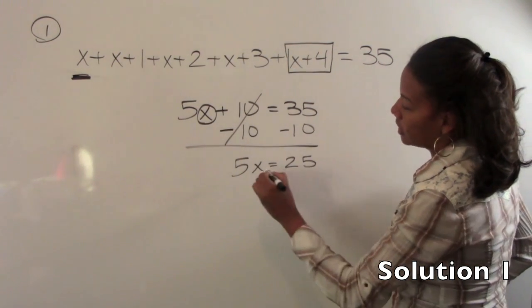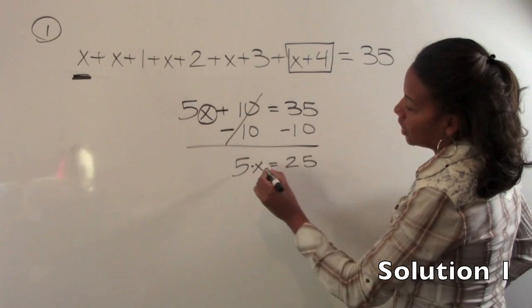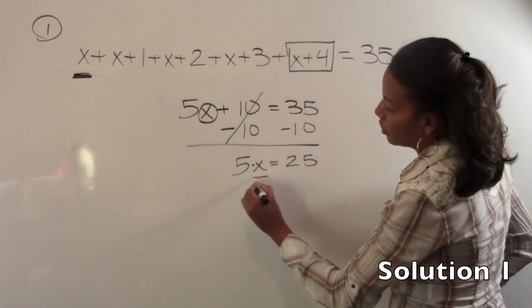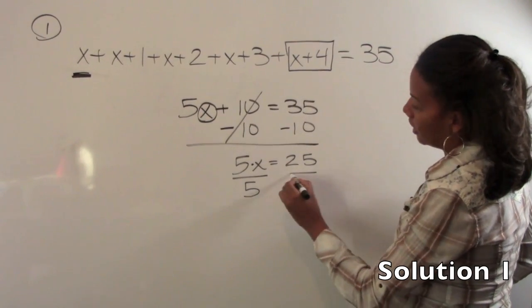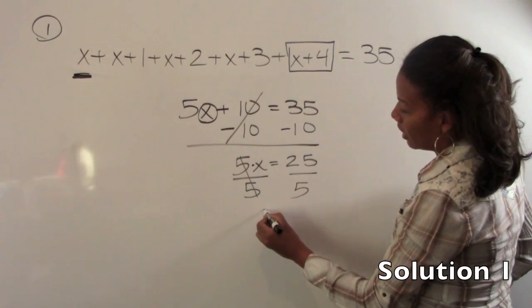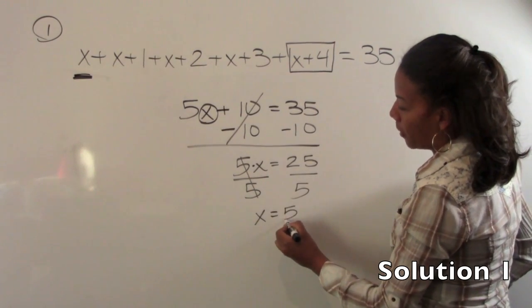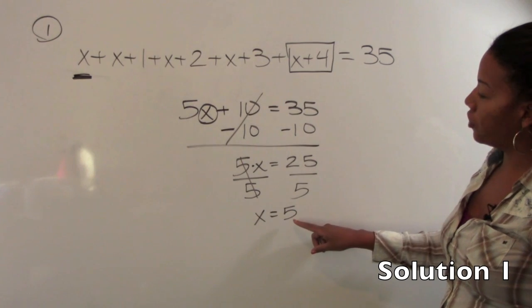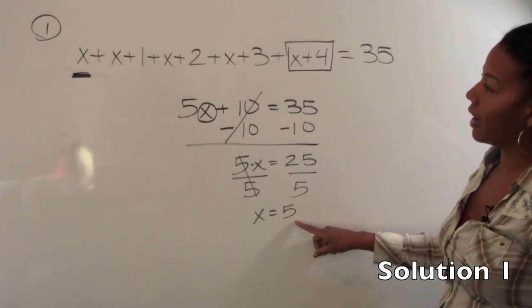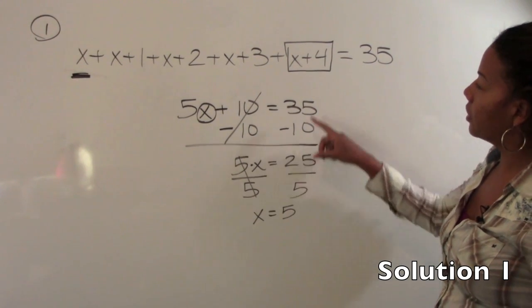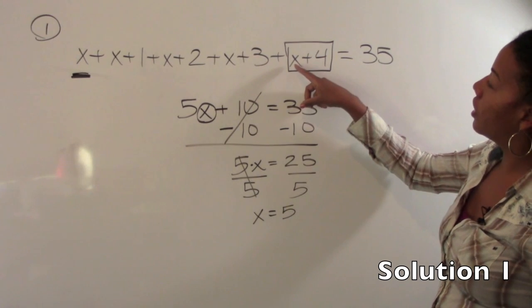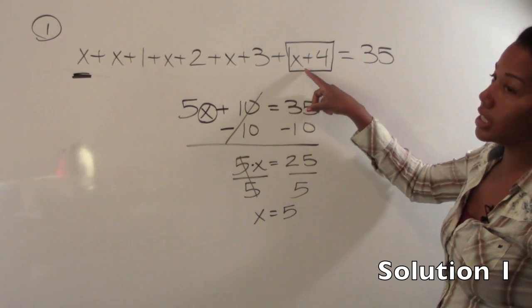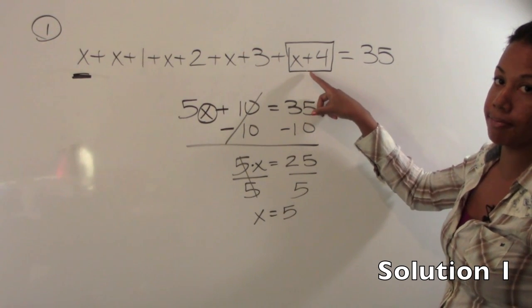This 5x means 5 times x. So to undo multiplying by 5, you're going to divide by 5. Again, you have to divide both sides by 5, and you get x equals 5. So, if you got 5 as your final answer, again, you found the smallest value of the 5 integers, and we want the greatest value, so we just plug this 5 in here, and we get 5 plus 4, which is 9, so the answer is 9.